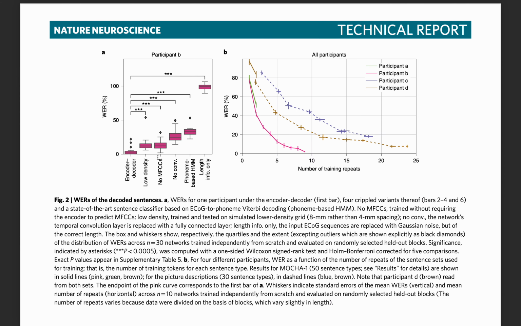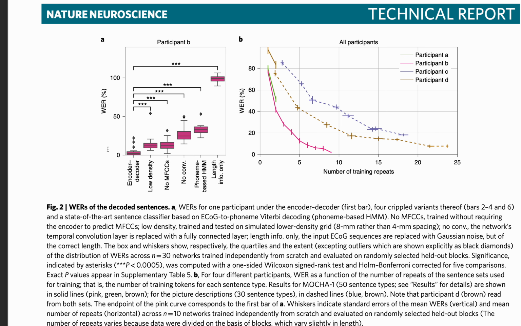In this graph, basically they have tried to understand what are the factors which are trying to add more signal, more information in this model. So this is the default model with word error rate on the y-axis equal to 3%.